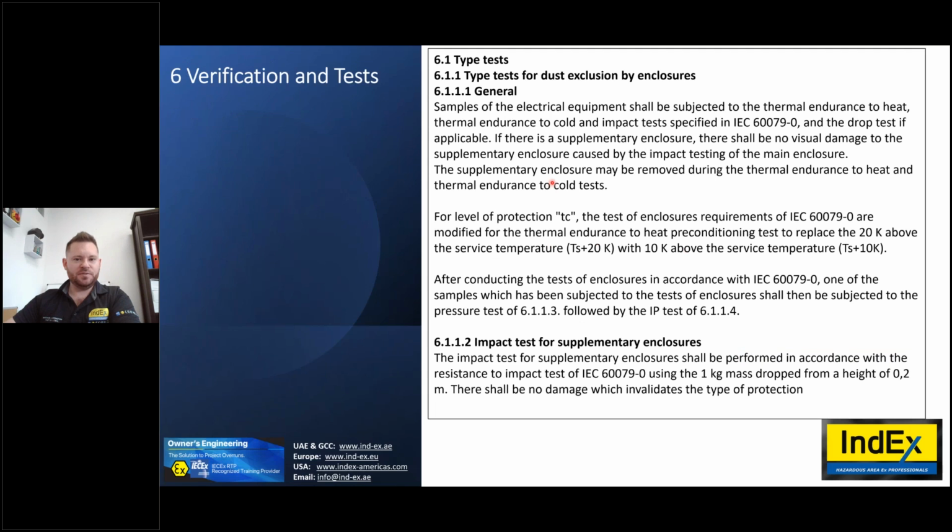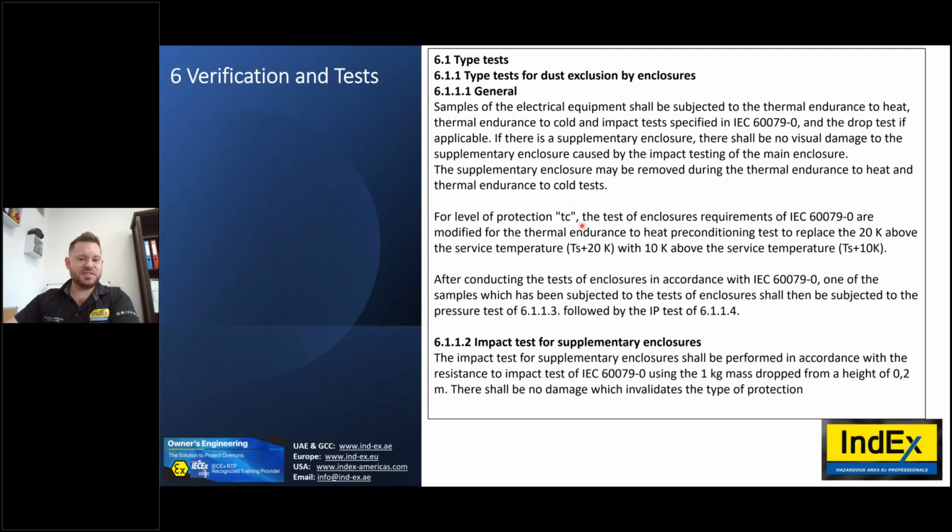Type tests of dust exclusion by enclosure. General. The sample shall be subjected to thermal endurance to heat, thermal endurance to cold, impact testing, and drop testing if applicable. If there are other requirements, then there shall be no damage to the supplementary enclosure caused by the impact testing during the hot testing and cold testing. So that impact testing will happen during the cold and the endurance to heat testing.